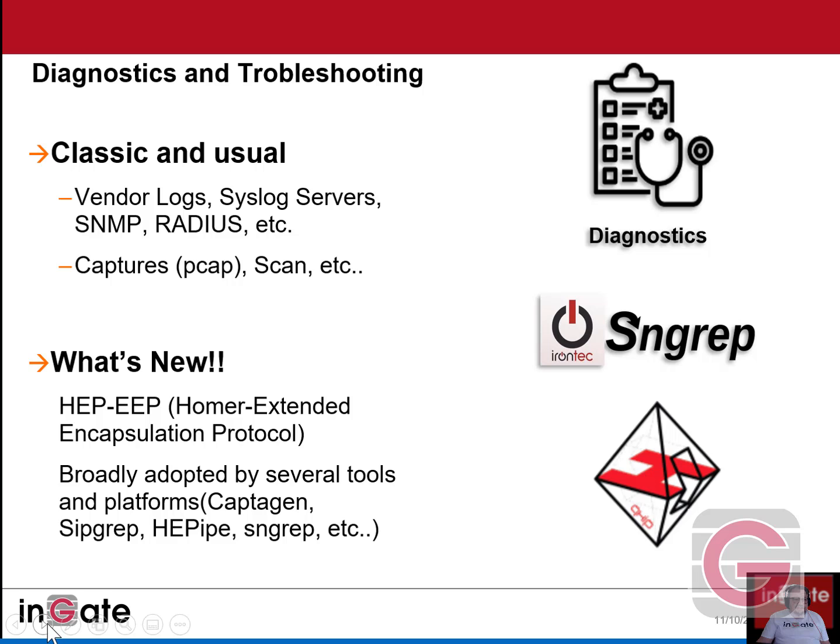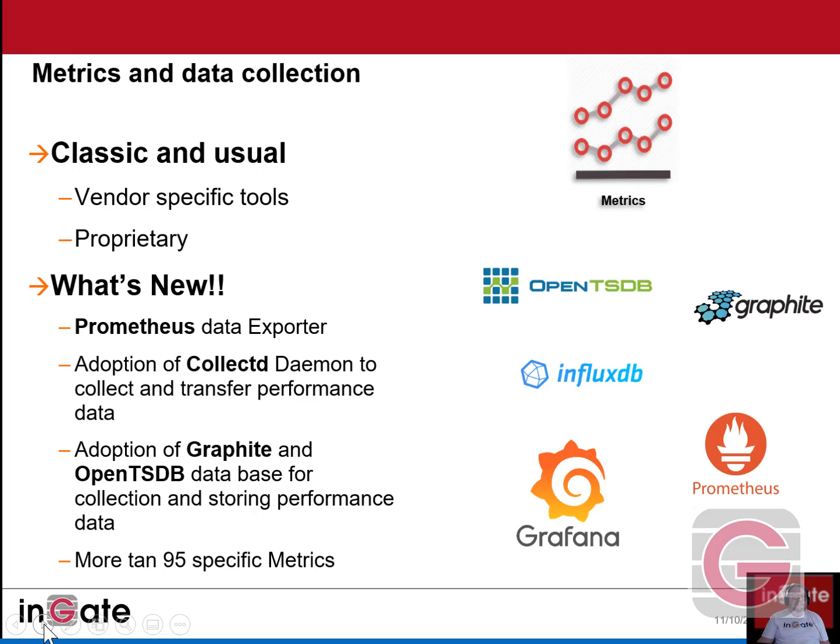So, if we are talking about metrics and data collection, which is the second topic that I'm addressing today, the classical, usual way is using vendor-specific tools. Some vendors already provide some way to generate, analyze and report metrics. Most of them are proprietary. So what is new in SIParator?